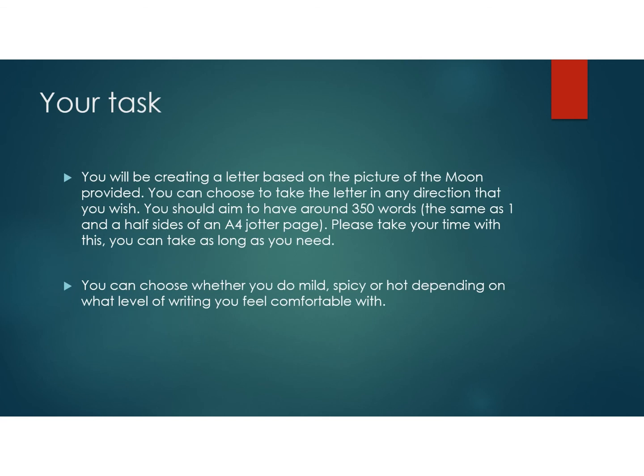So just as a reminder, your task is to create a letter based on the picture of the moon provided. You can choose to take the letter in any direction that you wish. You should aim to have around 350 words, which is around the same as 1.5 sides of an A4 jotter page. Please take your time with this. You can take as long as you need. You can choose whether you do the mild, spicy, or hot, depending what level of writing you feel comfortable with.